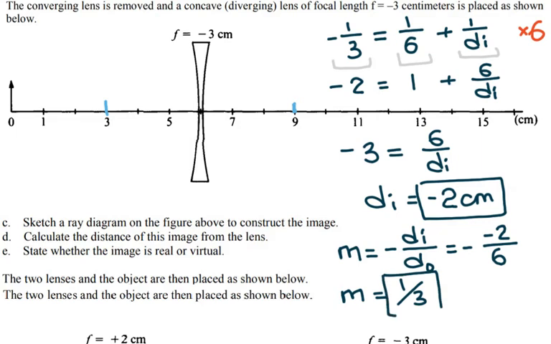Because there's no negative in front of the magnification, I know that my image is going to be upright, and it is going to be 1/3 of the size of the object. So let's do the ray diagram now for the divergent lenses. So the first one again is going to be parallel.